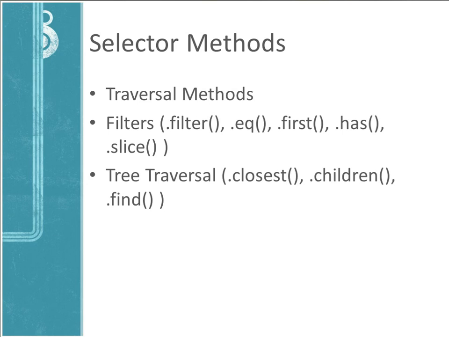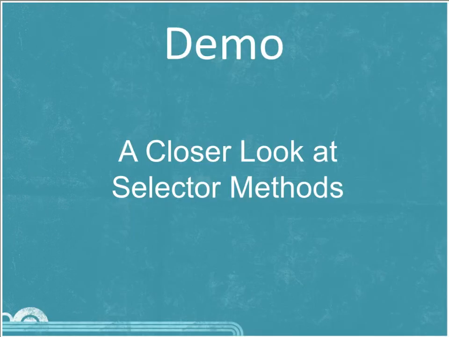And then tree traversal selector methods, things like closest, children, find. So there's a few examples. Let's take a look at some of these in action. Let's go back over to our code.